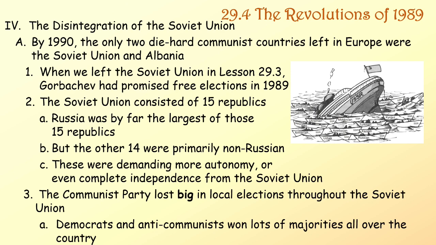When we left the Soviet Union in Lesson 29.3, Gorbachev had promised free elections in 1989. The Soviet Union consisted of 15 republics. Russia was by far the largest of those 15 republics, but the other 14 were primarily non-Russian. These were demanding more autonomy or even complete independence from the Soviet Union.